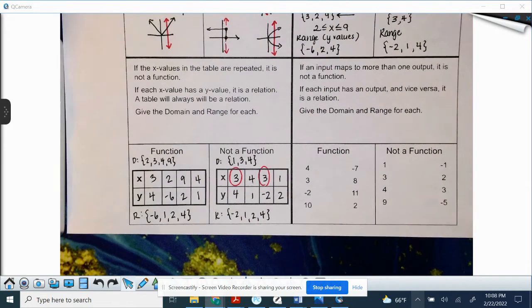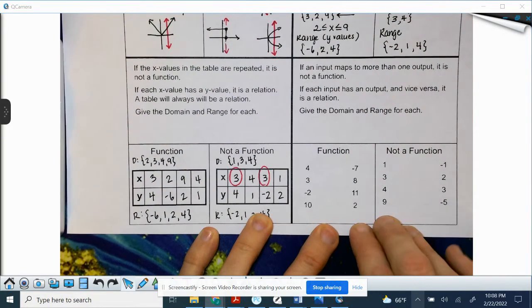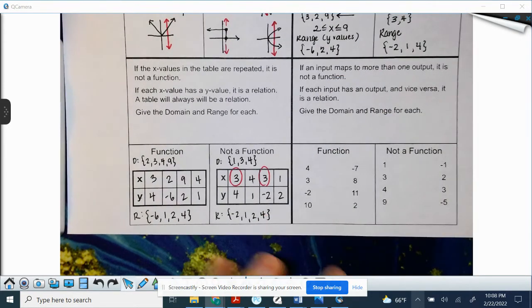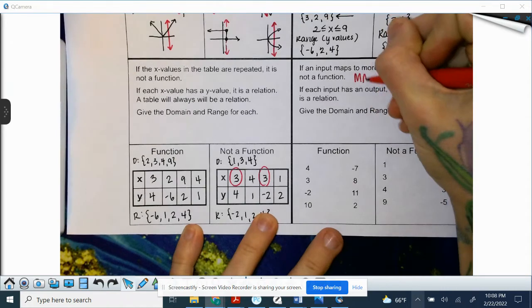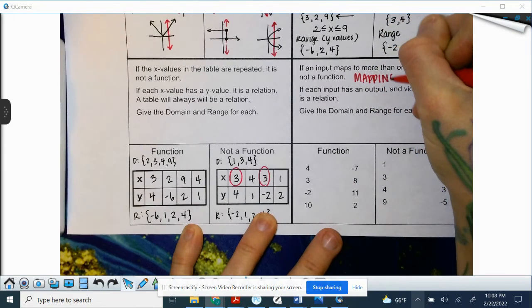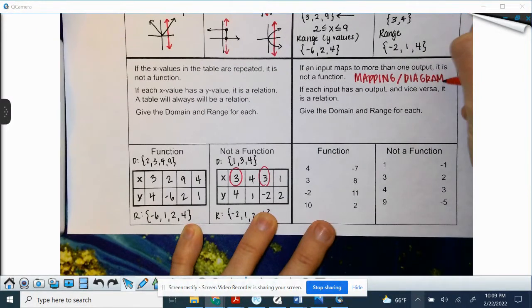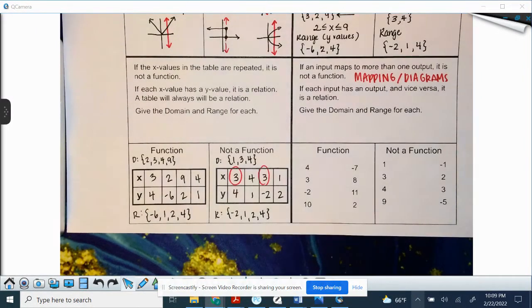Now, over here, the diagrams. So in diagrams, this is also called mapping. So maps, so this is your mapping corner. Also called diagrams. Just different teacher, different worksheet, different question writer.